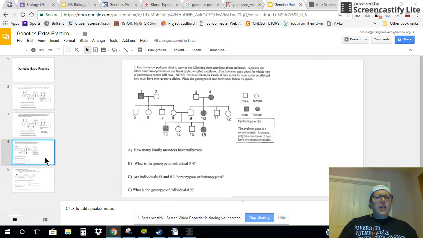Now that you have that, you can go on to problem number 2. In this particular example, the recessive trait is shaded. So this should be a lot easier to do than number 1. So I won't go over that. You should be able to do that on your own.